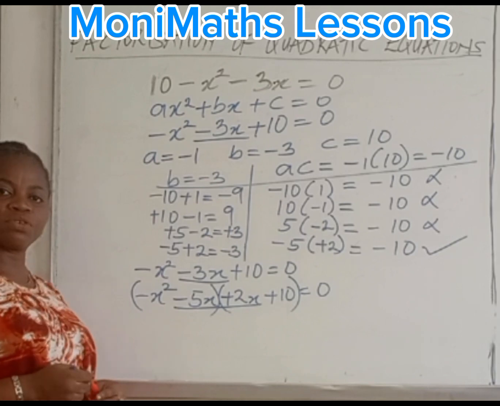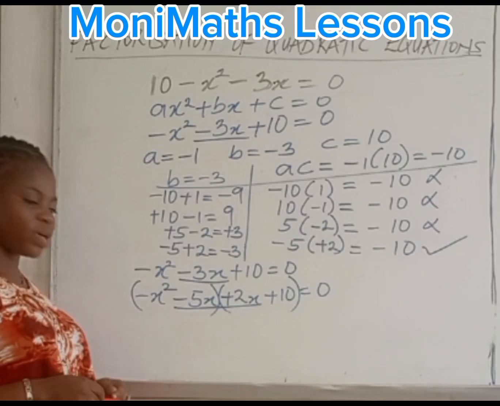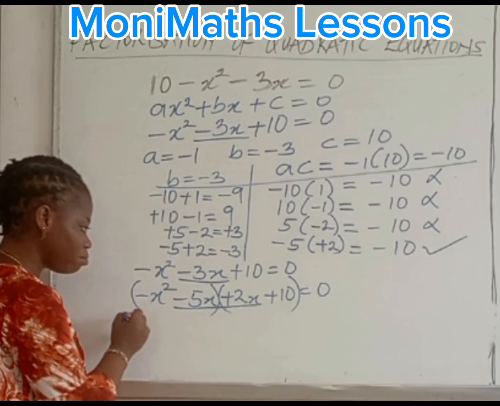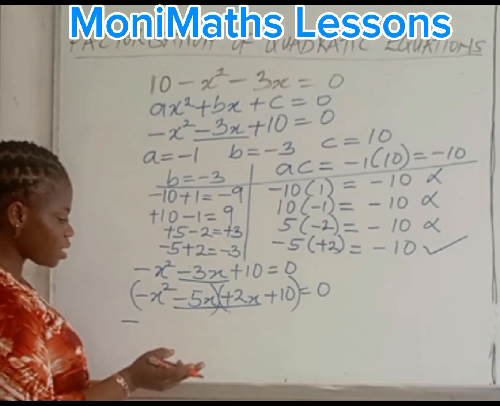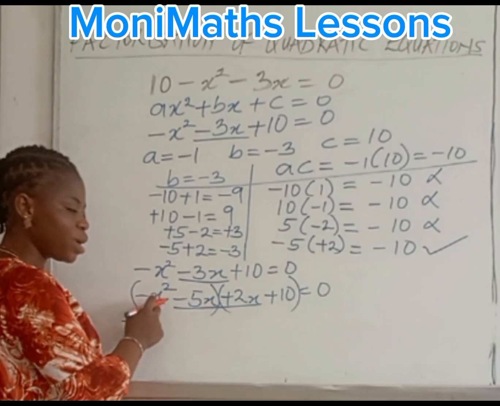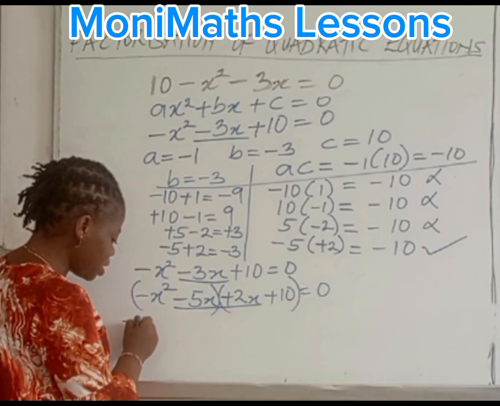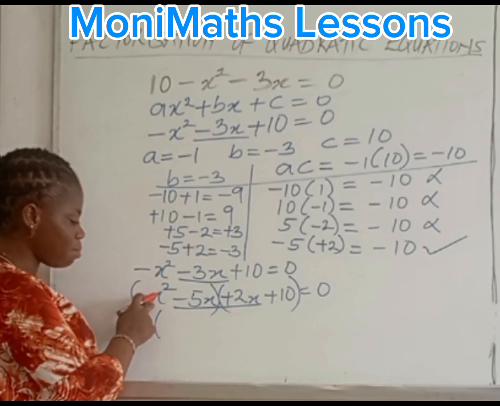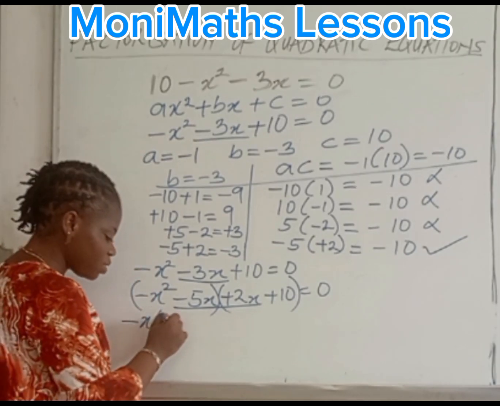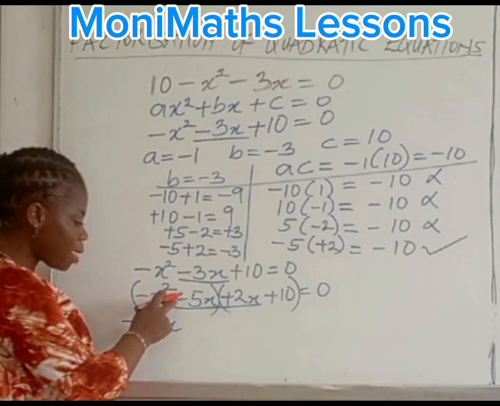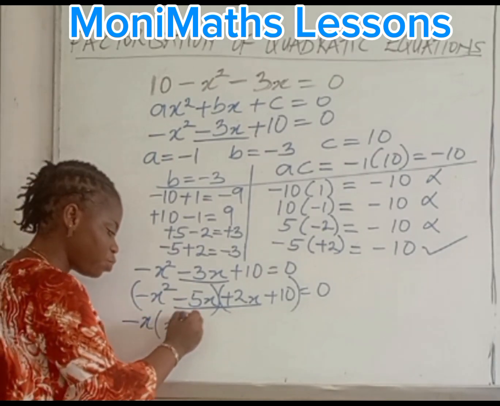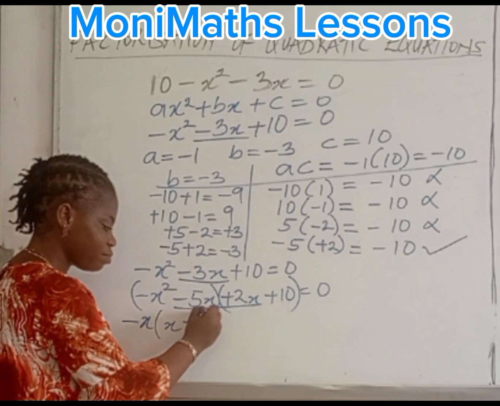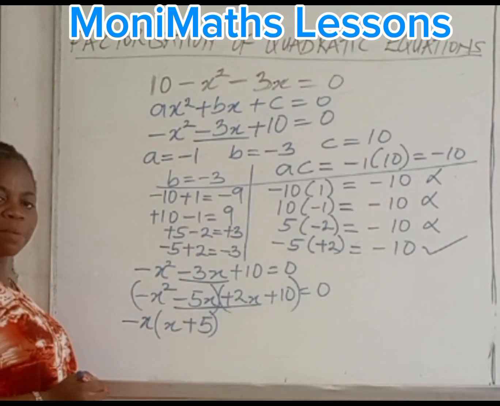Then we factor out common factors. Common to the first bracket is minus. Minus is common. Then what else is common? X is common to x squared and 5x. I bring out my x. So minus x in minus x squared, I am left with x. Minus divided by minus is plus. 5x divided by x is 5. And I am done with that bracket.